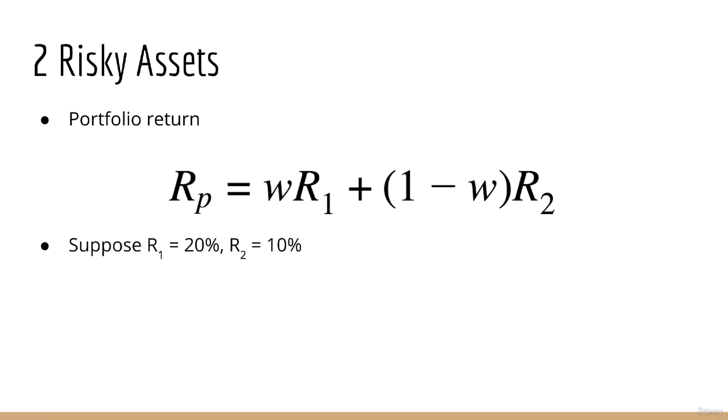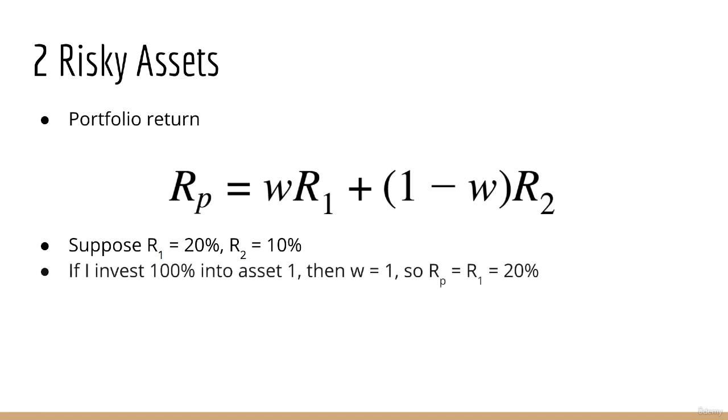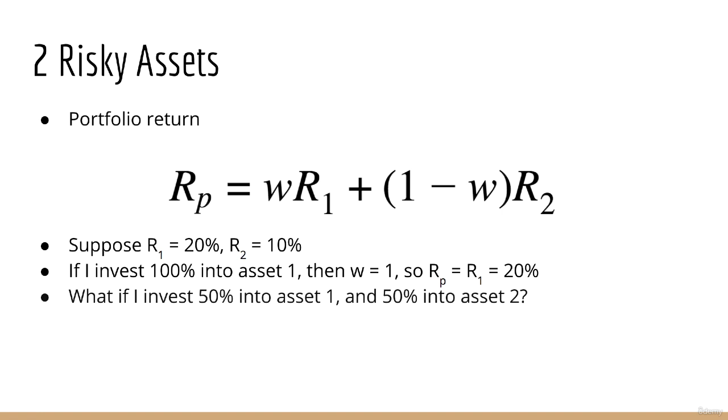Let's suppose that asset 1 returns 20% and asset 2 returns 10%. Let's suppose that I invest 100% of my money into asset 1. In this case, my return should be 20%, since that's exactly the same as investing directly into asset 1. You can verify that the same thing happens if I invest everything into asset 2. What if I invest 50% into asset 1 and 50% into asset 2? In this case, I get 0.5 times 20% plus 0.5 times 10%, which is equal to 15%. So it's a mixture of the return of the two assets. Hopefully that makes sense.